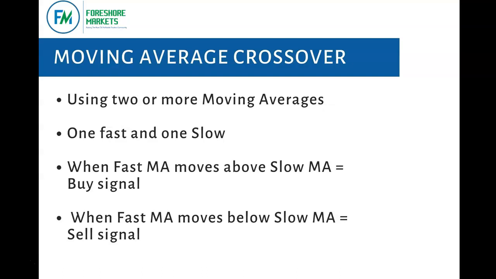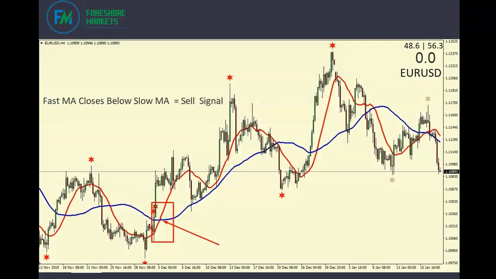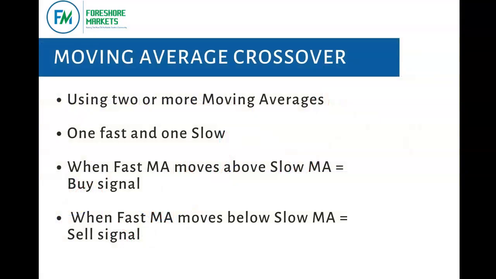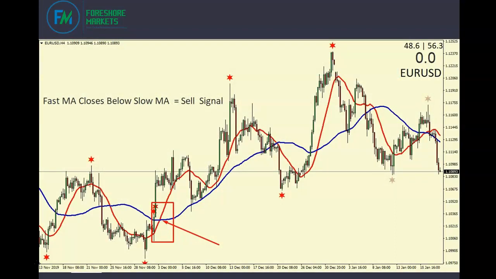Principle number 3: when the fast moving average moves above the slow moving average, we consider it a buy signal and it confirms an uptrend. And when the fast moving average moves below the slow moving average, we consider it a sell signal. Okay, so let's look at that practically on my chart.